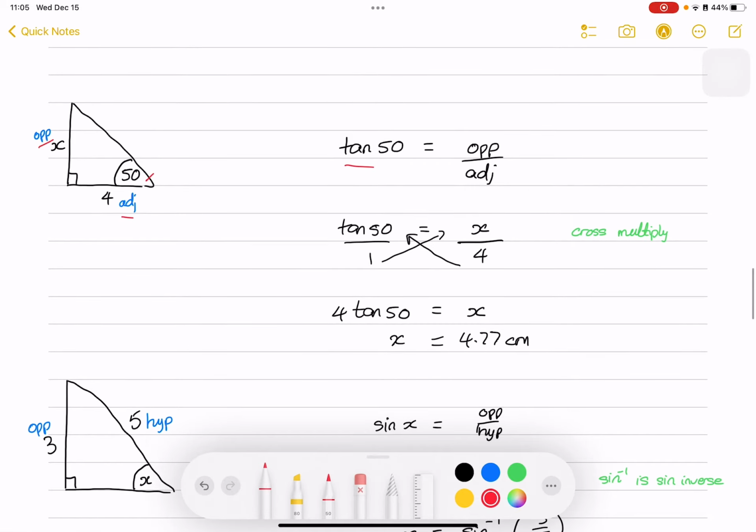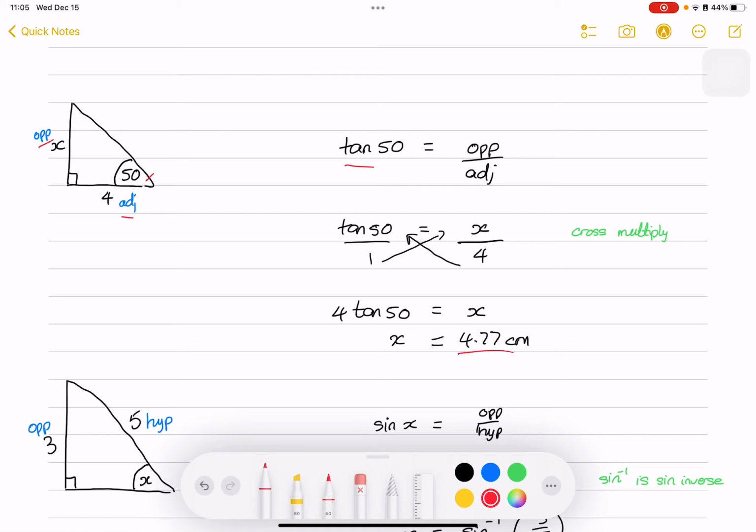Right, so an easy way of finding the subject here is to cross multiply. So you take your denominator of one side, you multiply by the numerator of the other side, and you do the opposite for the others, right? So numerator by denominator, numerator by denominator. So the 4 will multiply by the tan 50 to get 4 tan 50. The 1 will multiply by x to get x. So x is equal to 4 tan 50. You put this into your calculator and you get 4.77 centimeters.